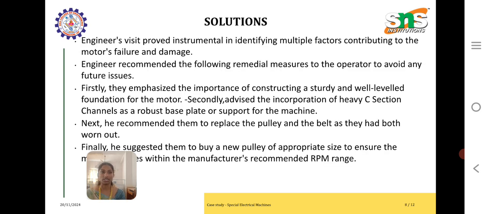The solution given is that the base should be proper. The engineer's visit was instrumental in identifying multiple factors contributing to the motor's failure and damage. The engineer recommended the following measures. First, construct a well leveled foundation for the motor. Secondly, use heavy C-section channels as a robust base plate or support for the machine. Next, replace the pulley and the belt as they had both worn out. Finally, buy a new pulley of appropriate size to ensure operation within the manufacturer's recommended RPM range. This was the solution given.